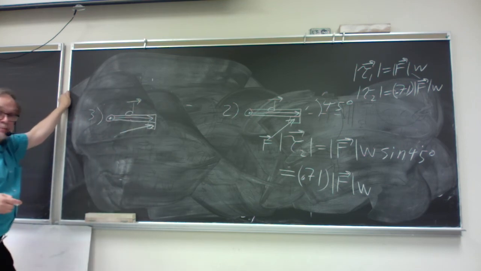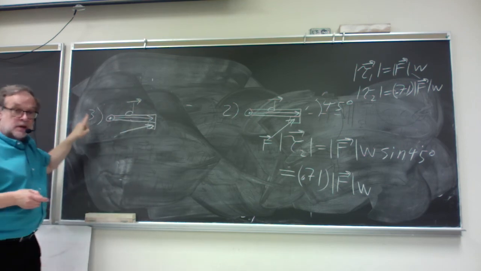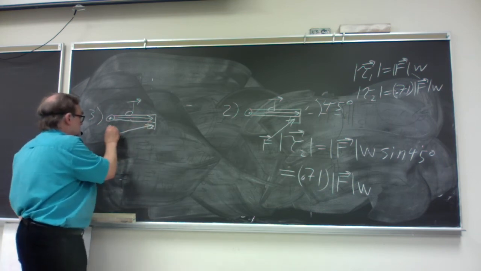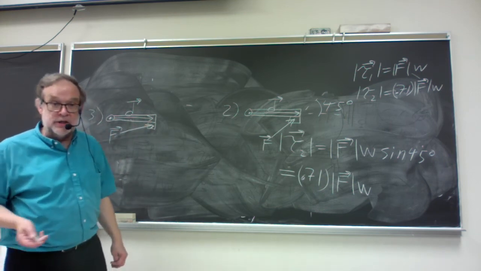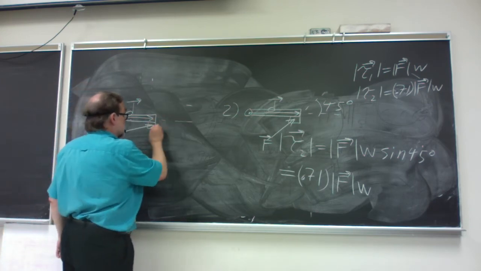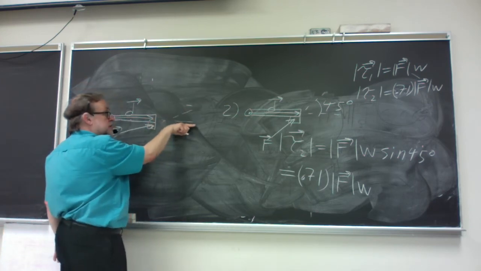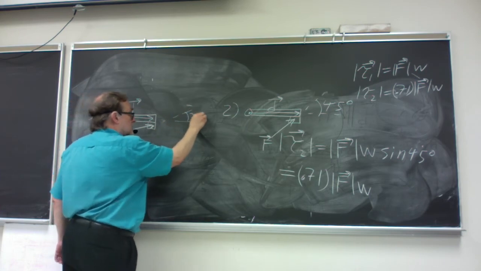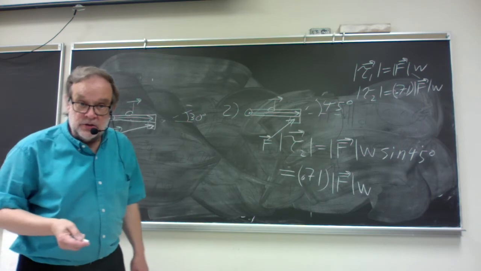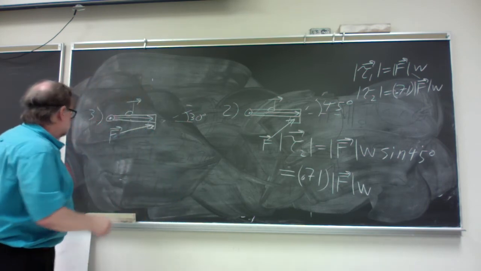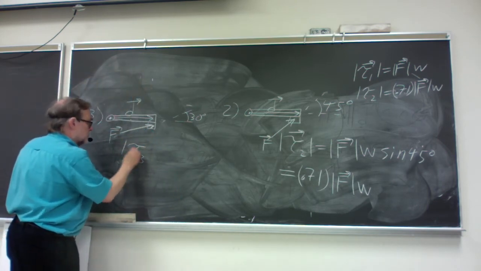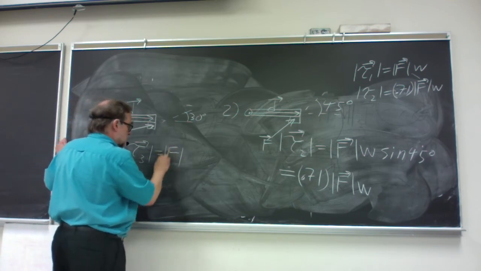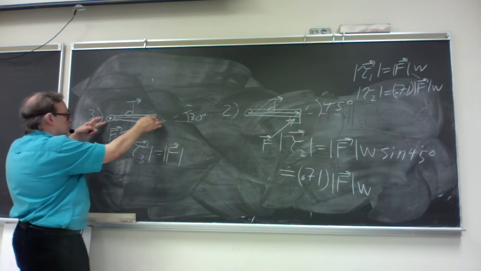So displacement vector is still from the hinge to the doorknob. Force is still the same magnitude, but now it's pushing in a different direction. That is, in this case, the angle between the displacement direction and the force direction is 30 degrees.